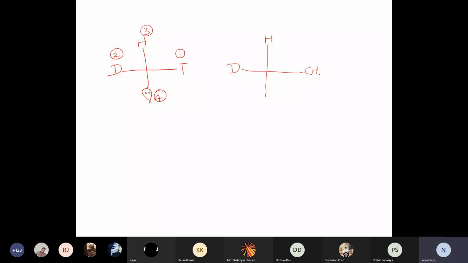Is this chiral? No, sir. Okay, then I should make this as CS2. Very good, man. My class is really a good class. Okay, now can I go? Yes, sir. Very good.